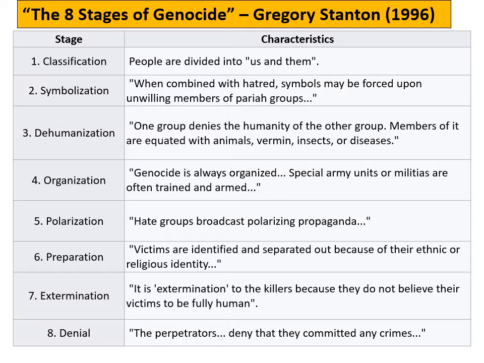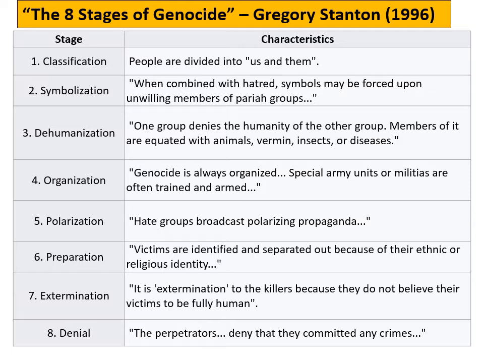So this was first done in 1996 by Gregory Stanton as the 8 stages of genocide. Gregory Stanton has become the president of Genocide Watch. He's got an institution that tries to anticipate and identify danger zones for these stages. And the idea of these stages is not that they're inevitable, but you can catch genocide at the earlier stages if you know how this tends to progress.